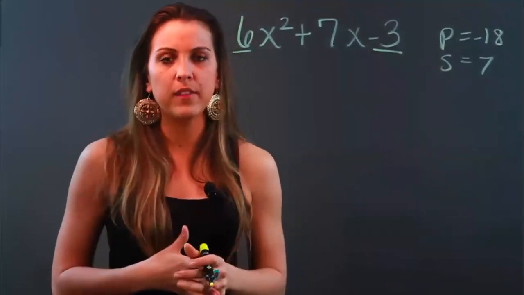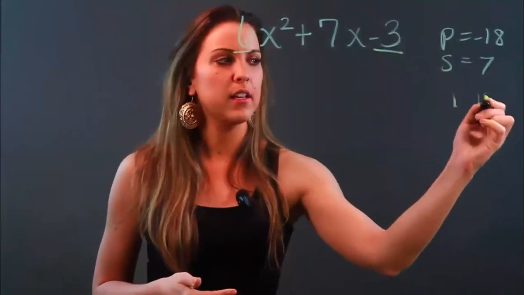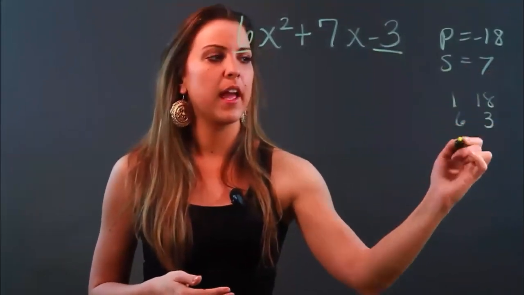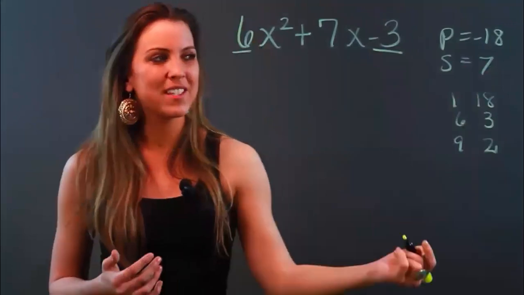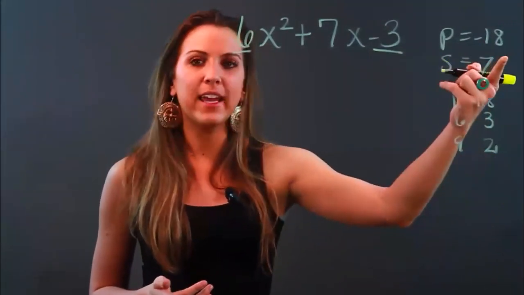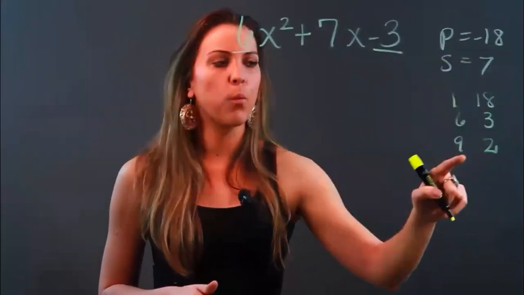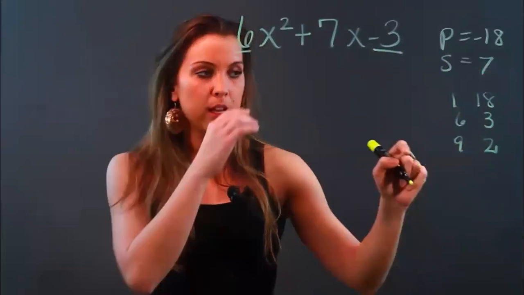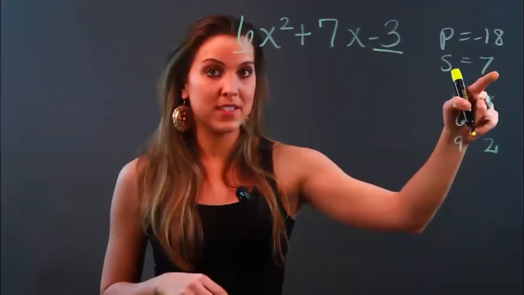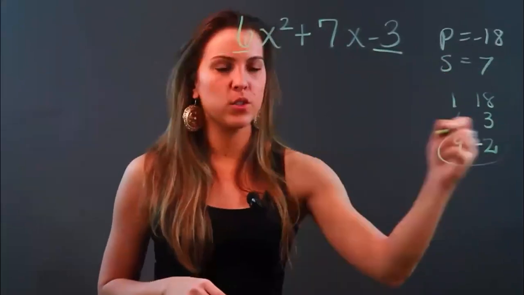The easiest way to find these two numbers is to start by listing the factors of 18. So I have 1 and 18, I have 6 and 3, I have 9 and 2, and I know that some combination of 9 and 2 is what's going to work. So I need a negative product and a positive sum. The only way to get one of these two numbers to be negative. So in order for me to get a positive 7, the negative number is going to have to be the 2. Okay? So I found my two numbers that are going to work.